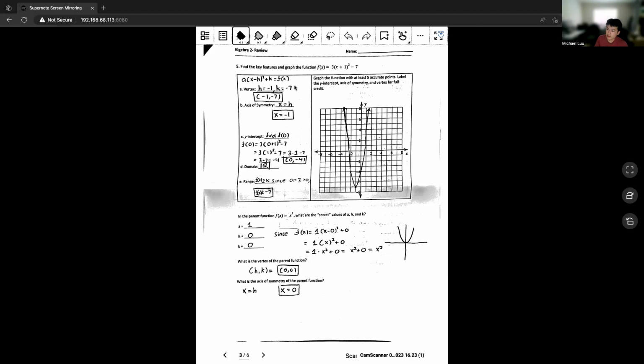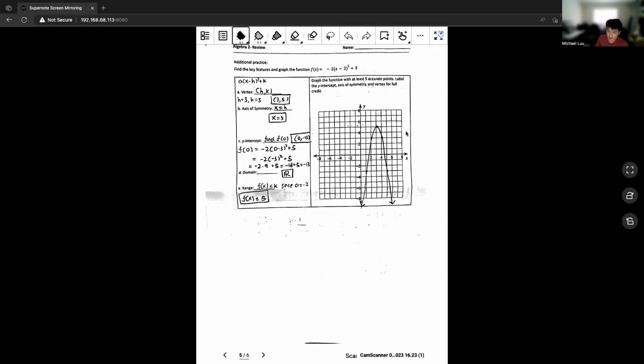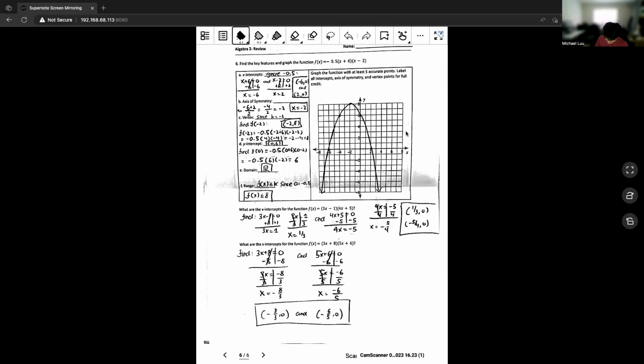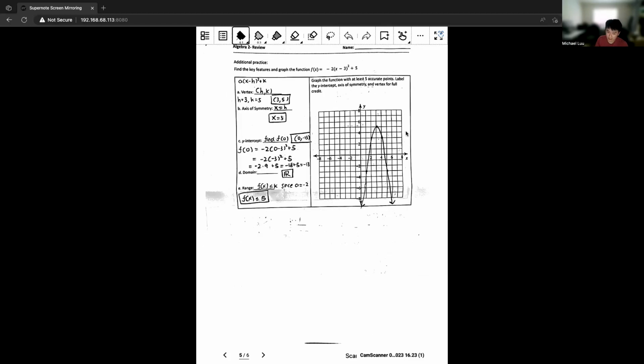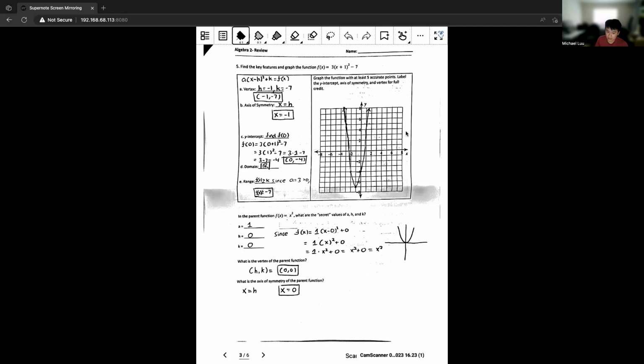I'm probably not going to go over this one, and the rest of these graphs, because they're kind of repetitive. So I'll probably make a new one. But I will go over the parent function one, because I feel like a lot of people had questions on that.